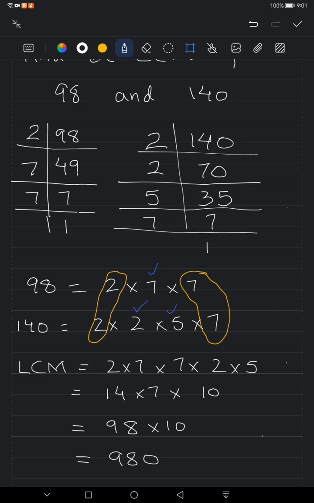Let's sum up the whole topic, what we have to do step by step. First of all, we have to do the prime factorization of the given numbers using the prime factors only. For even numbers, we use prime factor 2. For odd numbers, we check the prime factor 3, then 5, and then 7, and so on. After finding the prime factors, we write the numbers as the product of prime factors. We circle the common factors, and then we find the LCM by multiplying the common factors with the uncommon factors.